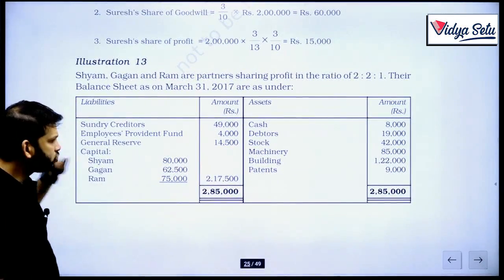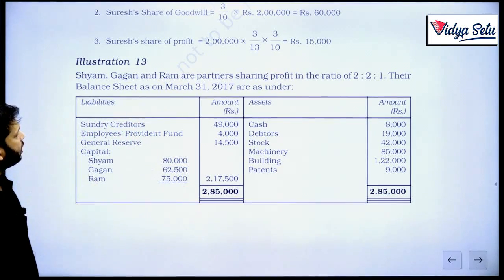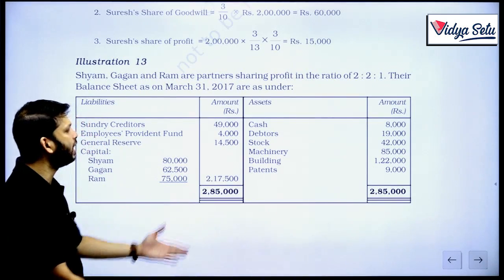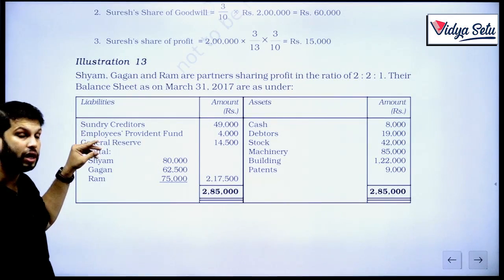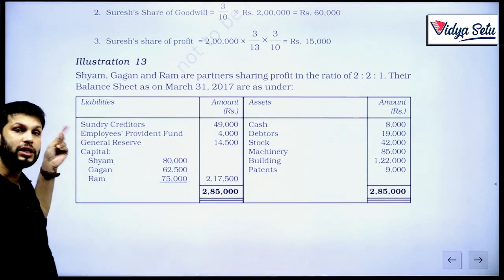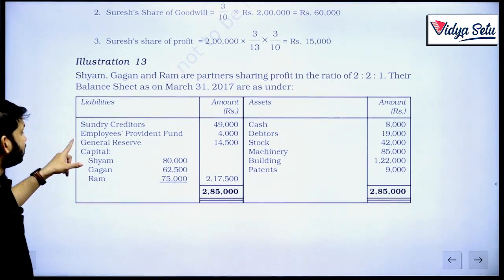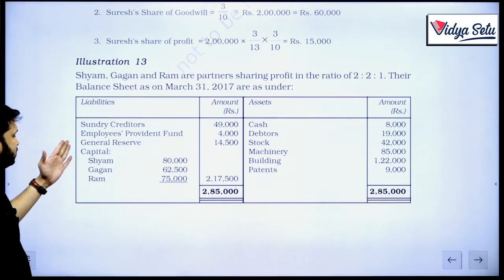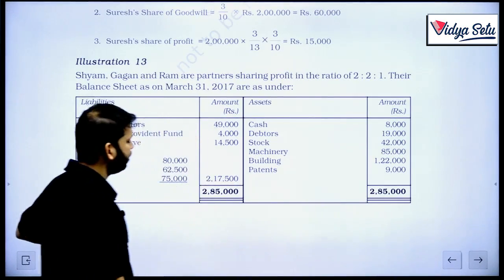And the last illustration and last thing for this lecture is: Shyam, Gagan and Ram are partners sharing profits and losses in the ratio of 2:1. Their balance sheet as on March 31, 2017 is as under: sundry creditors, employees' provident fund. It is an external liability, it belongs to the employees, it does not belong to the partners. General reserve belongs to the partners. Then Shyam, Gagan and Ram's capitals are given. Cash, debtors, stock, machinery, building, patents.